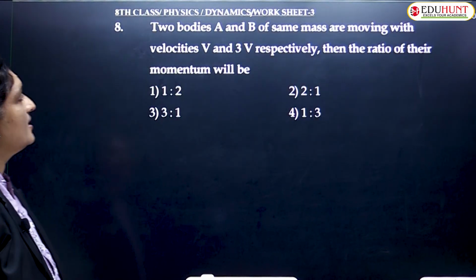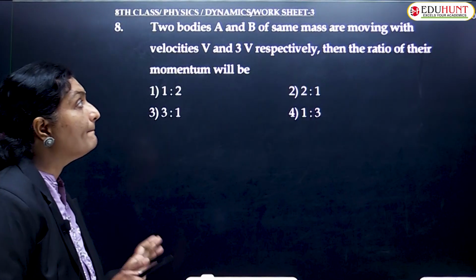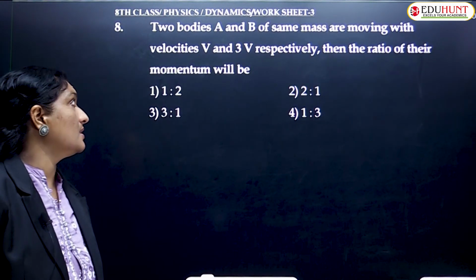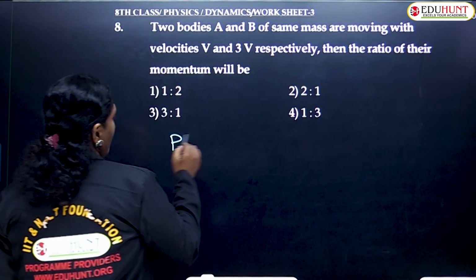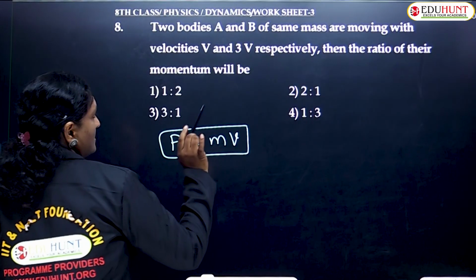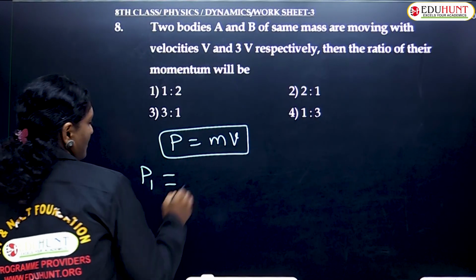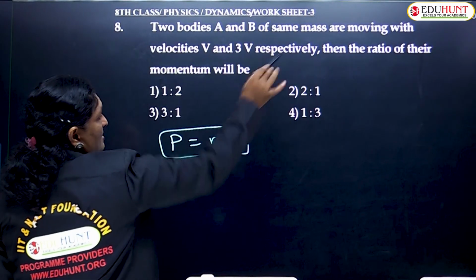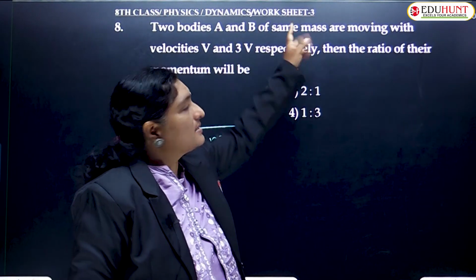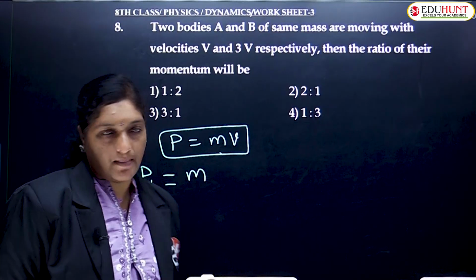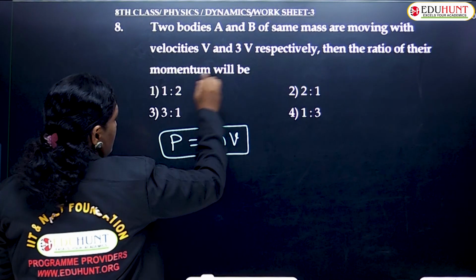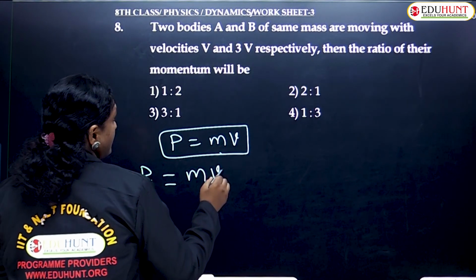Now the last question: two bodies A and B of the same mass are moving with velocity V and 3V respectively. Then the ratio of momentum is? Children, we know the formula for momentum is mass into velocity. So mass is constant but velocity is changing. First momentum value, how much is P1 equal to? What is the first mass? Some M, let us suppose. If the first body's mass is M, then the second body's mass is also M because they have the same mass. And what is the velocity given, children? Velocity is given as V, that's all.